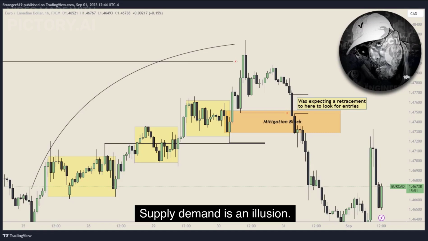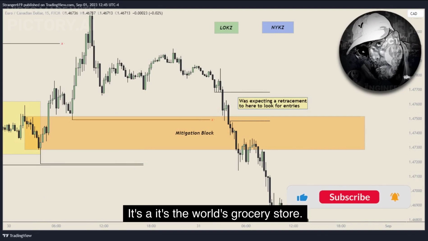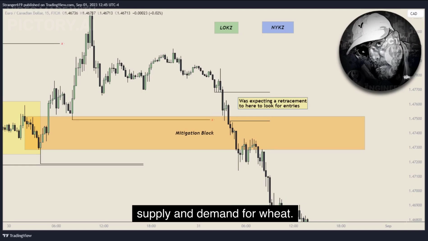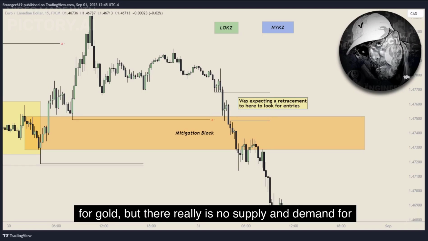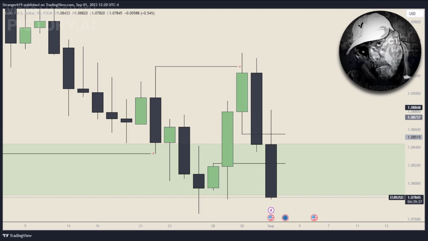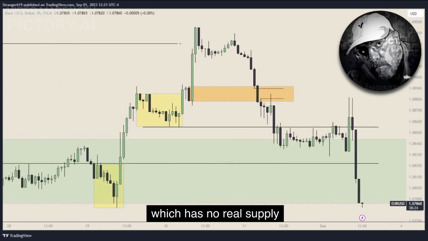Supply and demand is an illusion. In commodities, it's a real factor. That's a real market. It's the world's grocery store. There's a real supply and demand for corn, for wheat, for gold. But there really is no supply and demand for S&P. So it has to be what? Engineered. And it's all manipulation. It's gyrating and moving around, just like the currencies, which has no real supply and demand factors associated either.